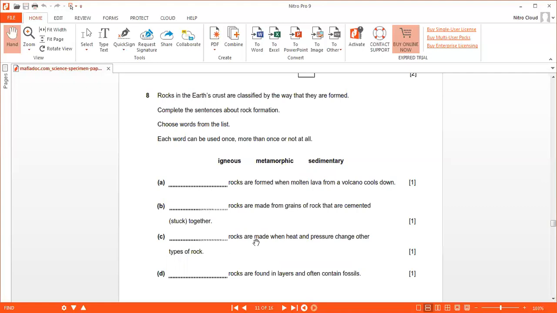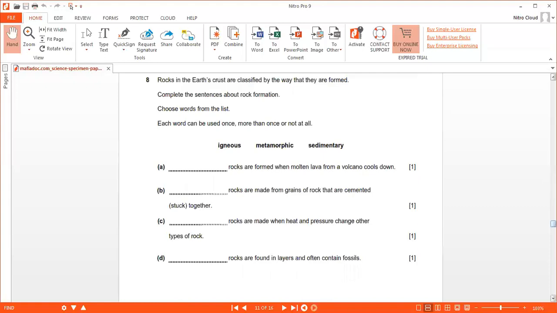C. Rocks are made when heat and pressure change other types of rocks. Heat and pressure, so they are the metamorphic rocks. And the last one, rocks are found in layers and often contain fossils. They contain fossils and they are found in layers, so they are sedimentary rocks. So again, A, igneous, B, sedimentary, C, metamorphic, D, sedimentary.